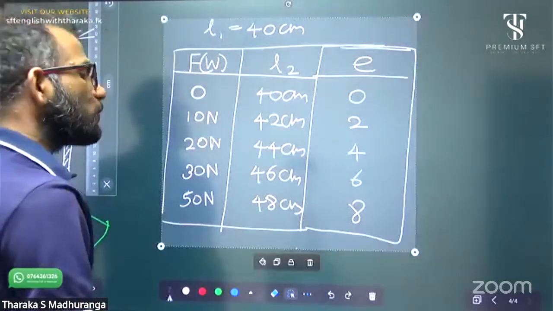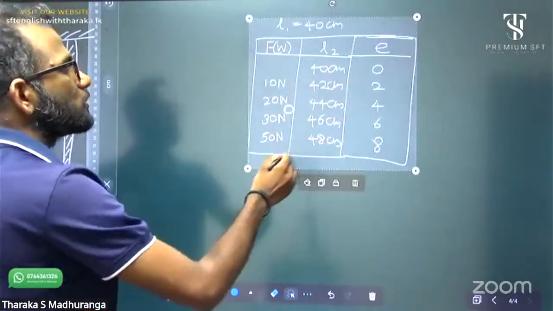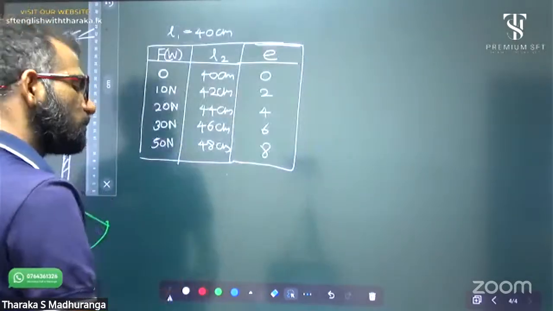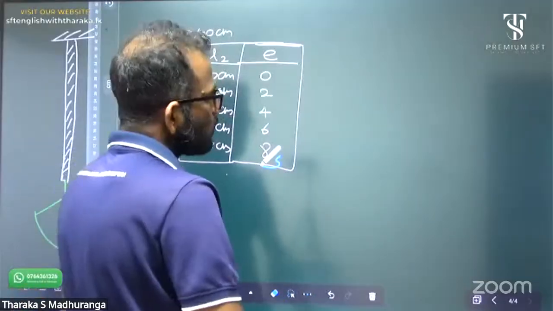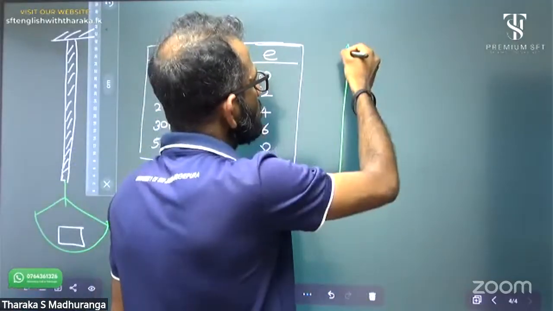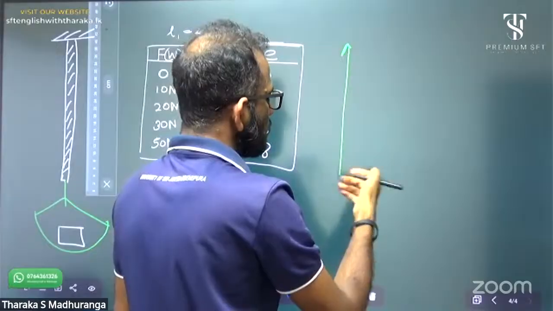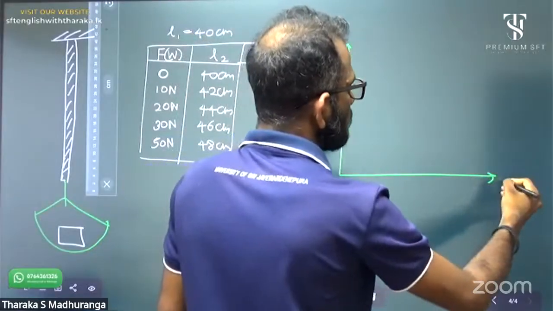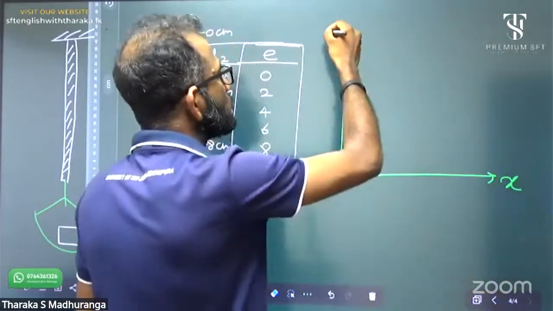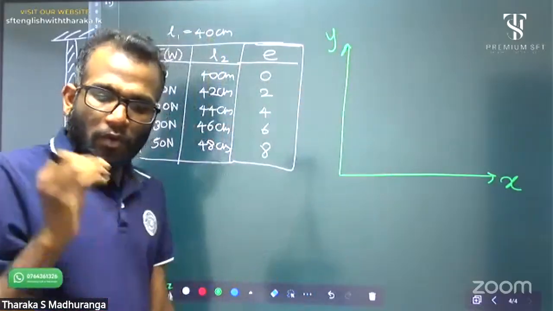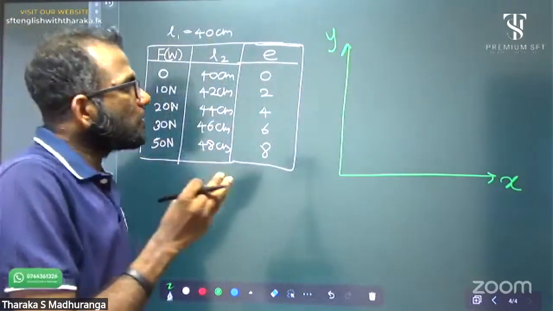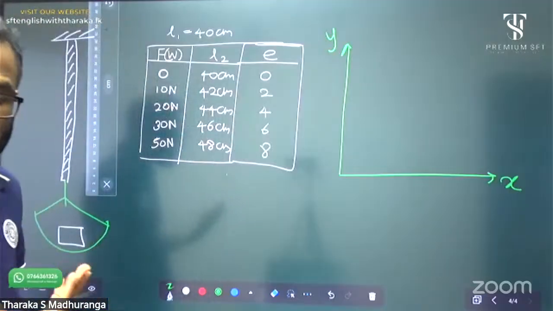Now I got only the proportional range, for easy understanding. Now you can draw this experimental data on a Cartesian plane. This is the x-axis, this is the y-axis. Remember, always the factor changed by us.